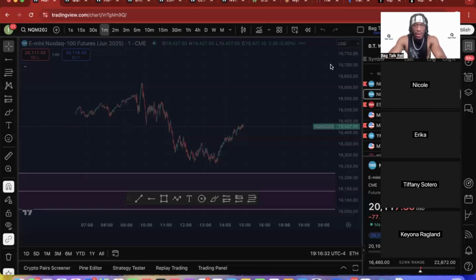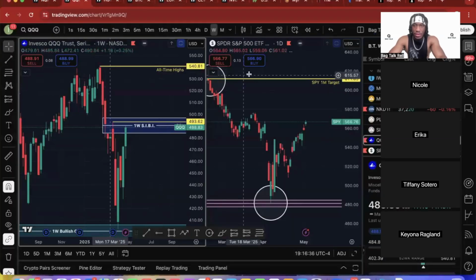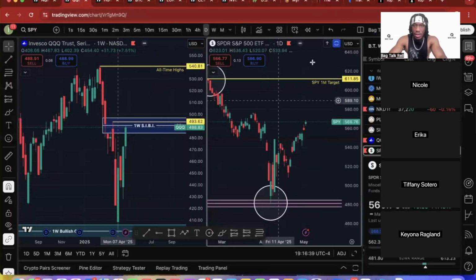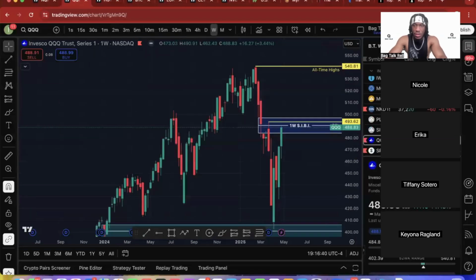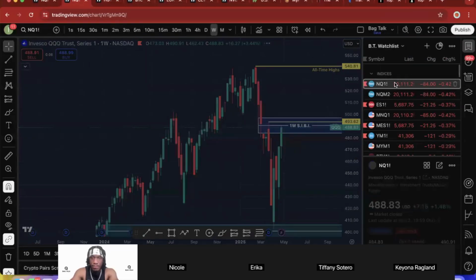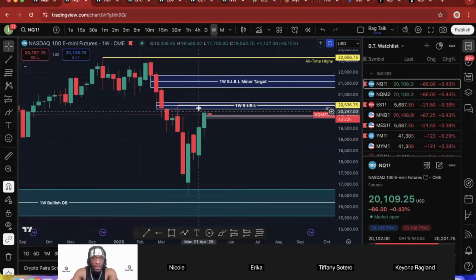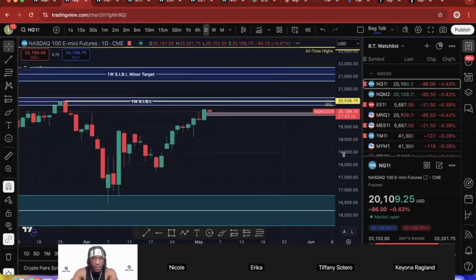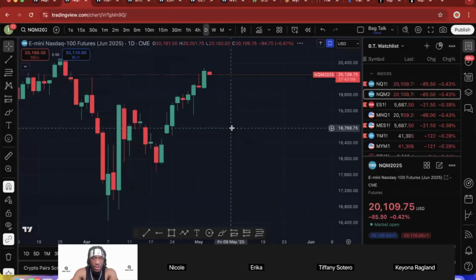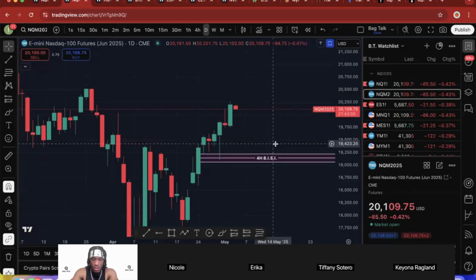TradingView acting slow. I might gotta go to a different tab or something. Let's go to a different tab. Let's go ahead. Yeah, it's that replay, man. That replay be killing me lately, man. It's annoying. It's actually very annoying.